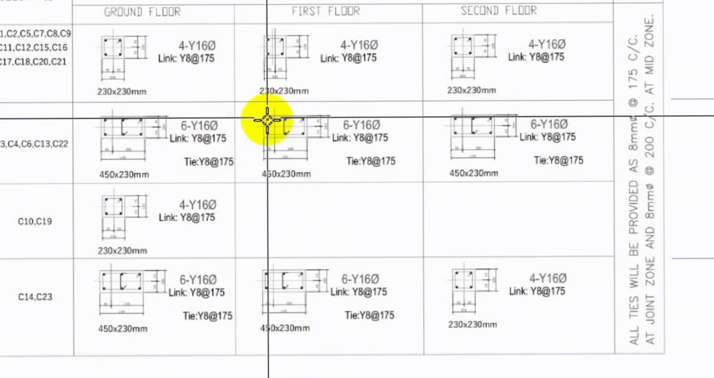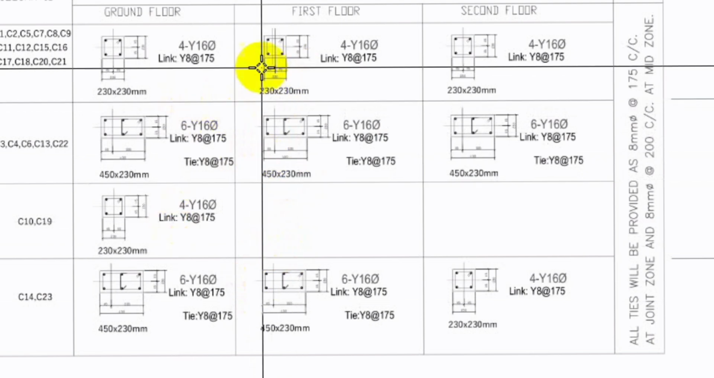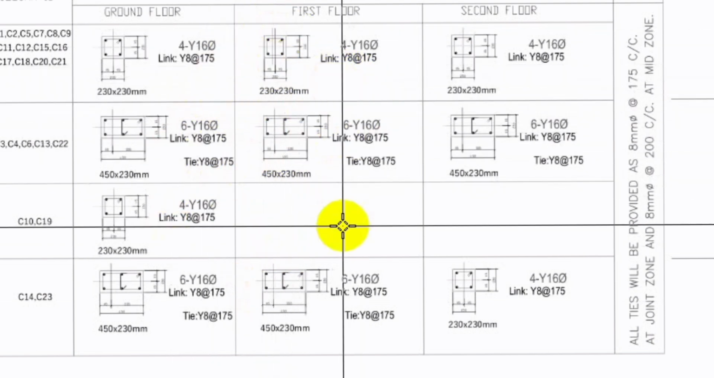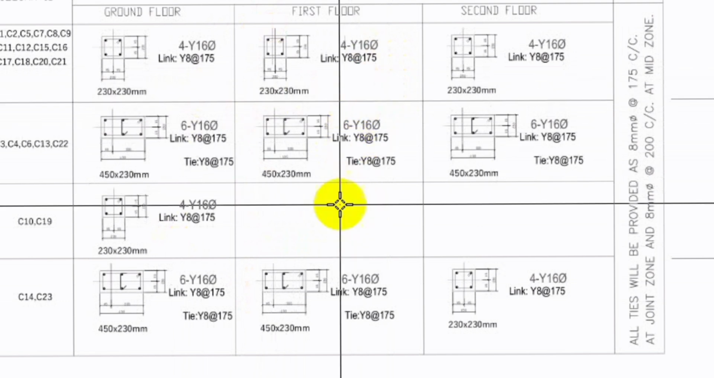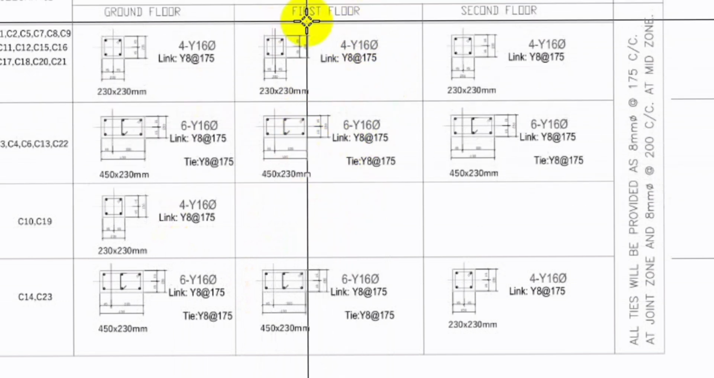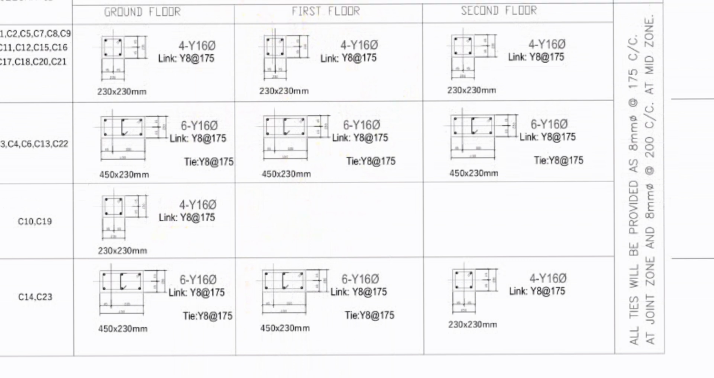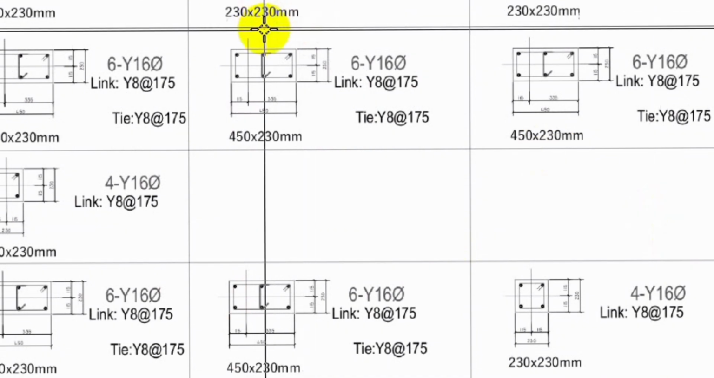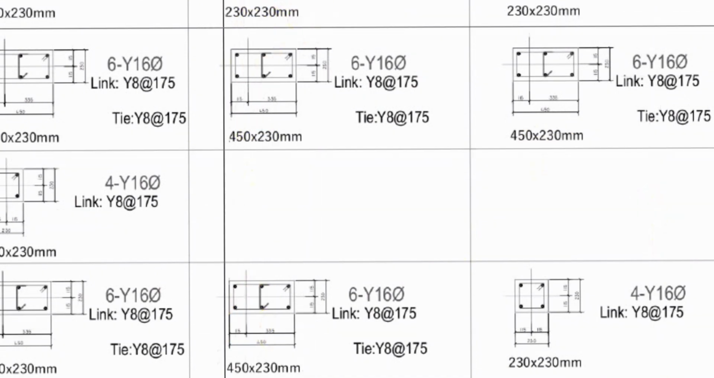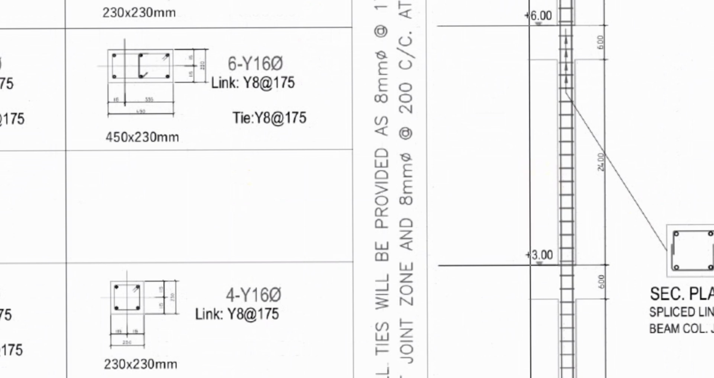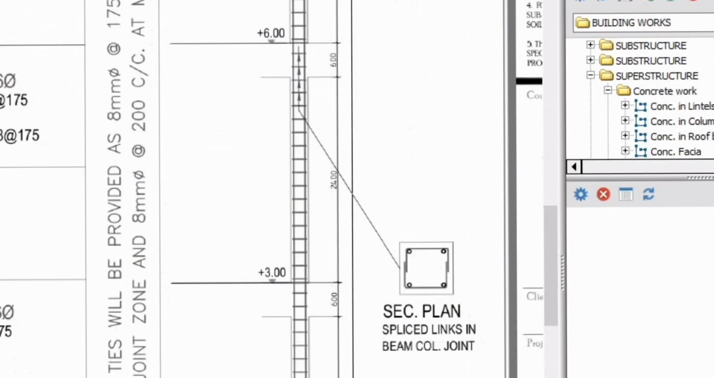So we're just going to take note of these two. Okay, so we might zoom a bit. Yeah. So as you can see, we have two sizes, 230 by 230 and 450 by 230. So all I'm going to do is just to come over here. We're already ensuring that it has been scaled.